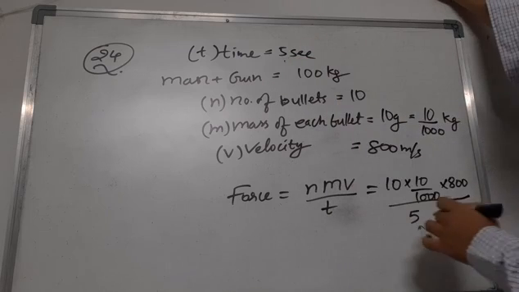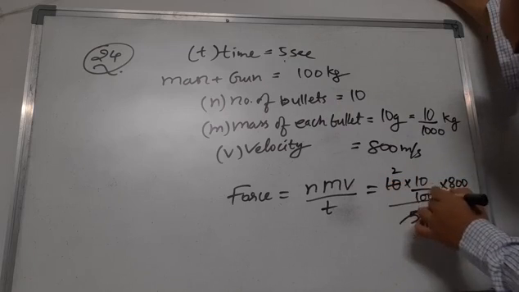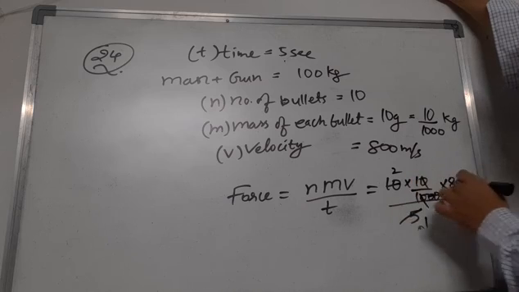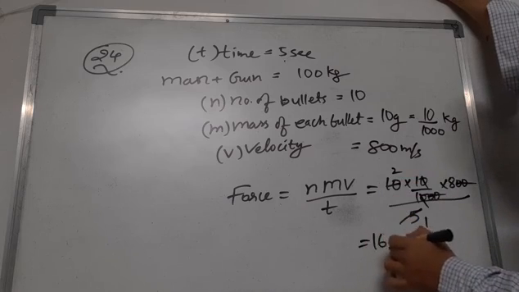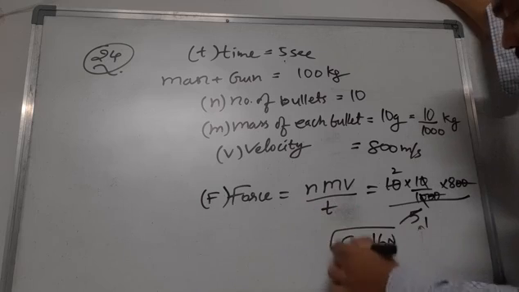Now you cancel this. 5 1s are 5, 5 2s are 10. Now these 2 zeros, this 1 zero, this 1 zero. 2 8s are 16. 16 newtons is our force. Force is equal to 16 newtons, we got.